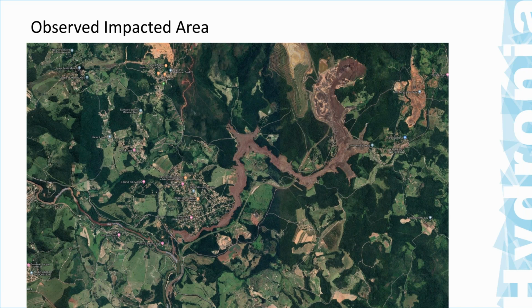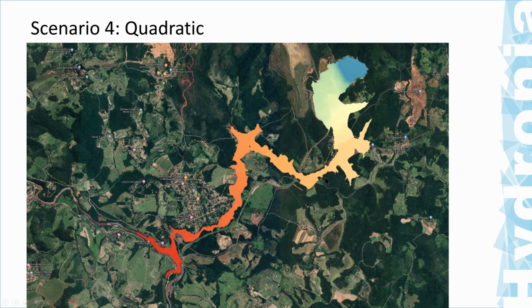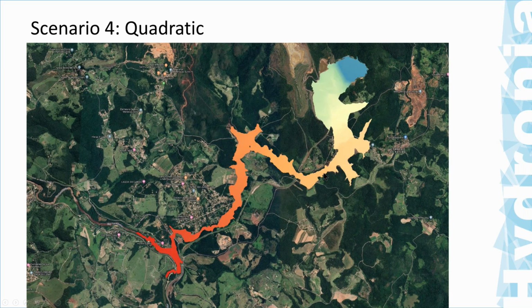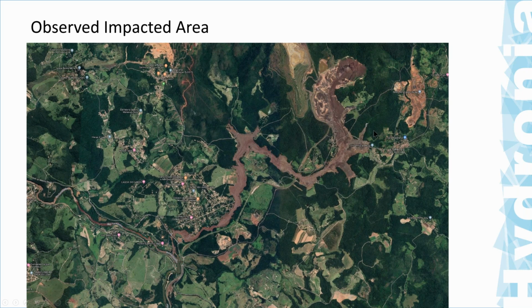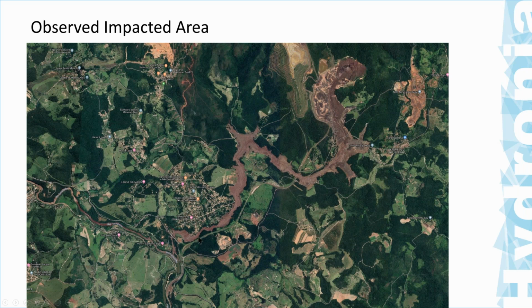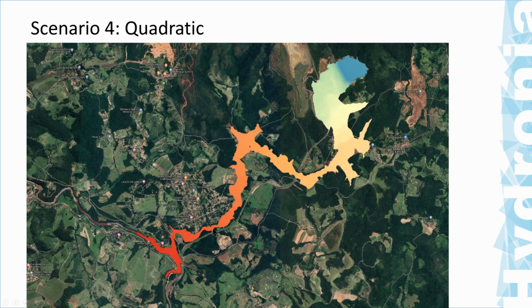So let me point out, for instance, this area here, or this area here: you see that the area represented in the model is pretty accurate. In this area here the model is probably over-predicting a little bit, also a little bit here. Downstream is pretty close for the most part.